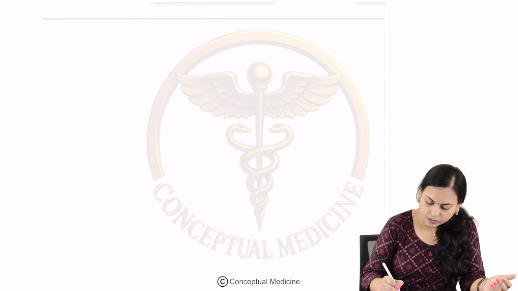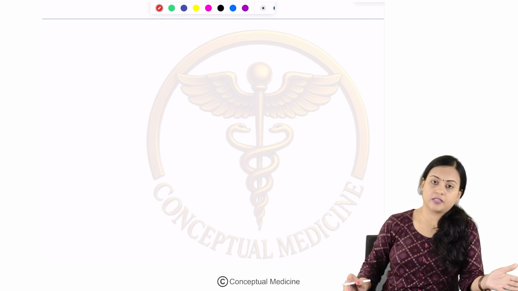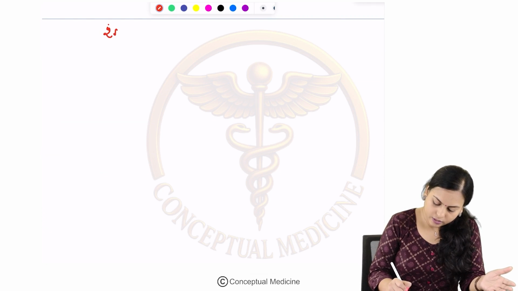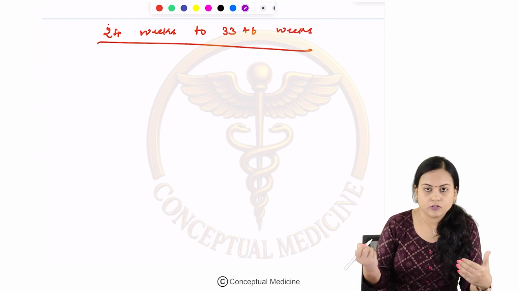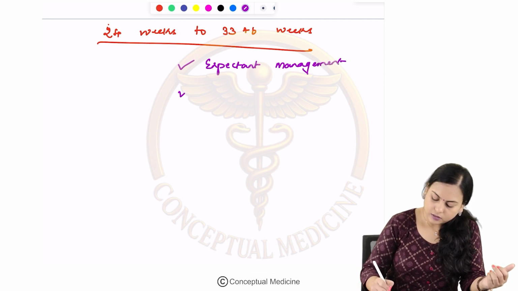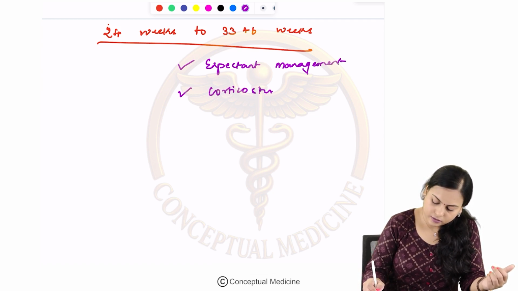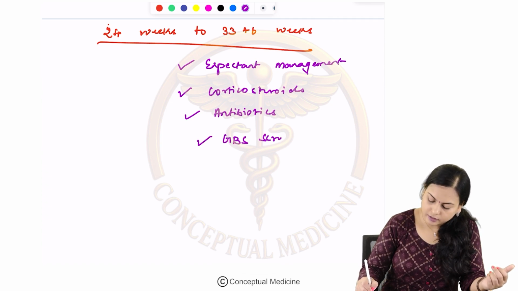Now, what will you do if the rupture of membranes happens much earlier? Like if it is happening before 24 weeks to 33 plus 6 weeks. Here also you can plan expectant management. Give corticosteroids, give antibiotics. Then you have to do GBS screening and prophylaxis.